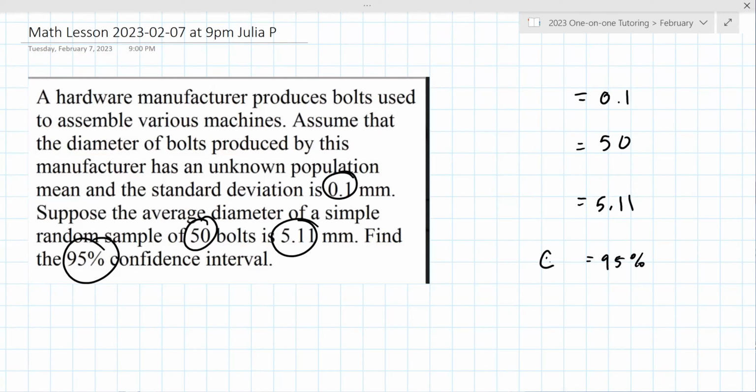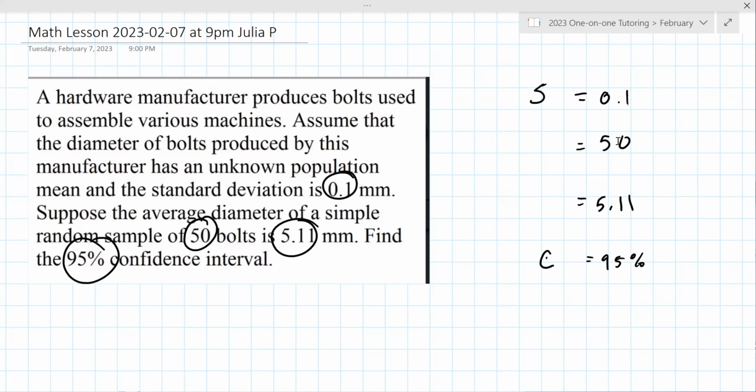The standard deviation is 0.1. Okay. So is that sigma or is that S? Sigma. So it says an unknown population mean and like the unknown applies to the standard deviation as well. So that would actually be an S. Okay.